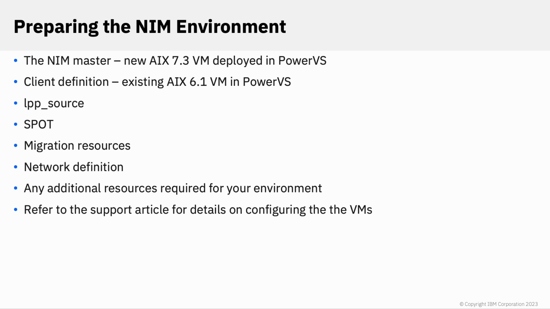If something is missing or incorrectly configured, it's much easier to find out now and make the changes before the migration has started. We'll review the NIM master, which is the new AIX 7.3 VM that was deployed through PowerVS, and we'll look at the existing AIX VM, in this case running AIX 6.1, that we're going to migrate to 7.3. We'll make sure that the required NIM resources are there, such as an LPP source and a SPOT, and any other resources that are required, such as additional disks, before we can start the migration using the NIM alternate disk migration tool.